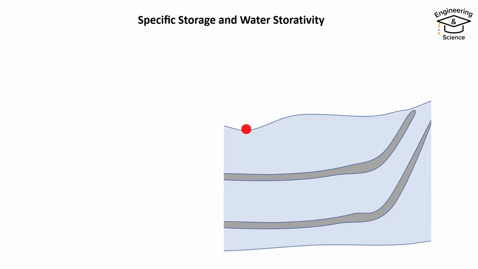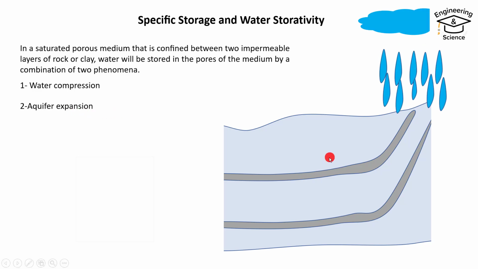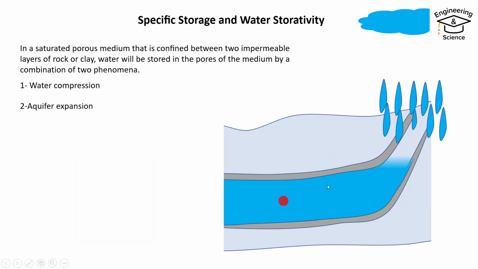Let's start. In a saturated porous medium that is confined between two impermeable layers of rock or clay, water will be stored in the pores of the medium by a combination of two phenomena. The first one, water compression. The second one, aquifer expansion. When the aquifer fills with water, as you see here, it's filled.